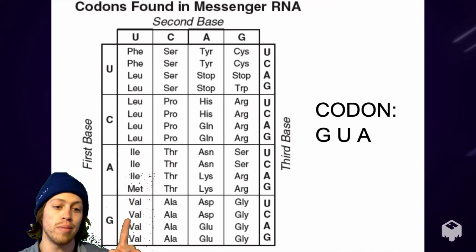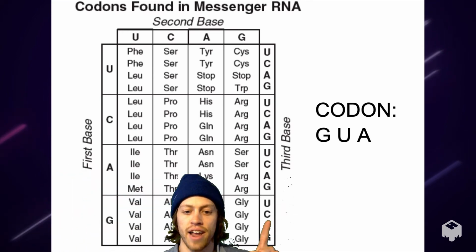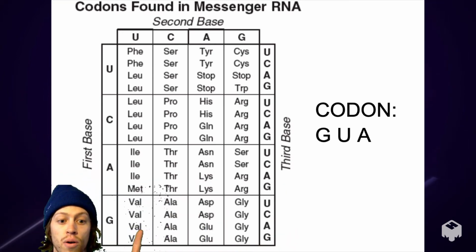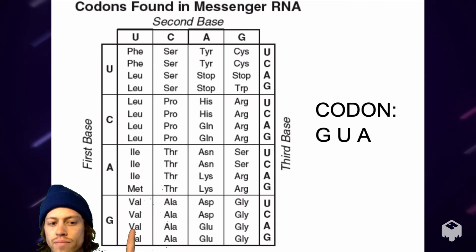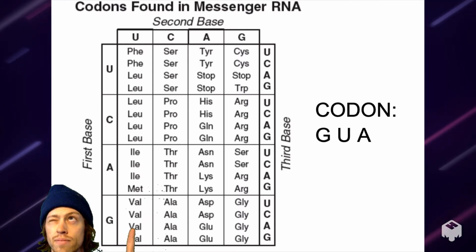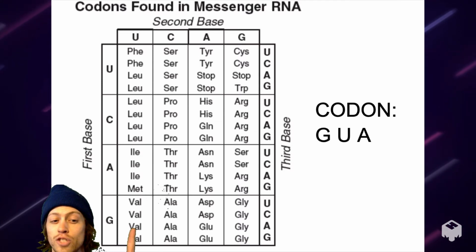Well, you can maybe find out what it's going to be before we even look at the last letter. But let's look at the last letter, A. GUA. Well, that's valine. Now this one is abbreviated. So I maybe should have thought of that.